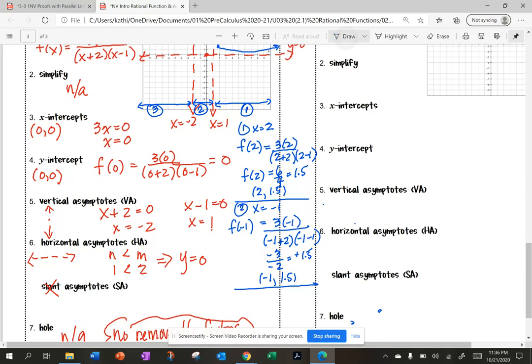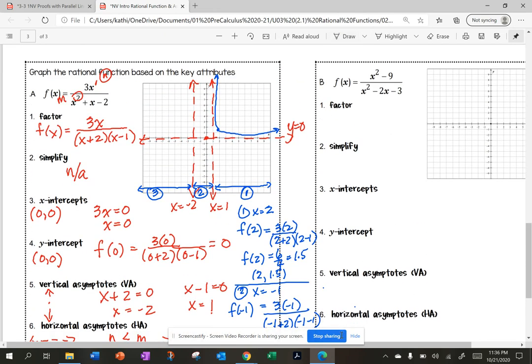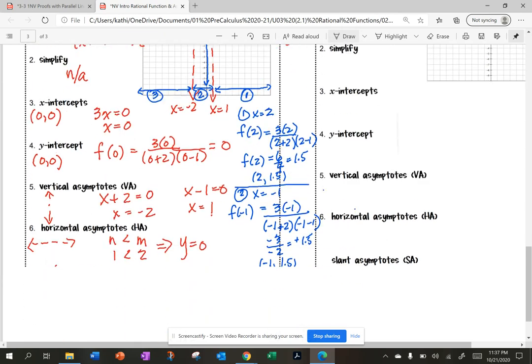Okay, so I'm going to go plot that point. So -1, 1.5. Okay, so I look like this. And then my last one, I want any number less than -2. So I'm going to just use -3.